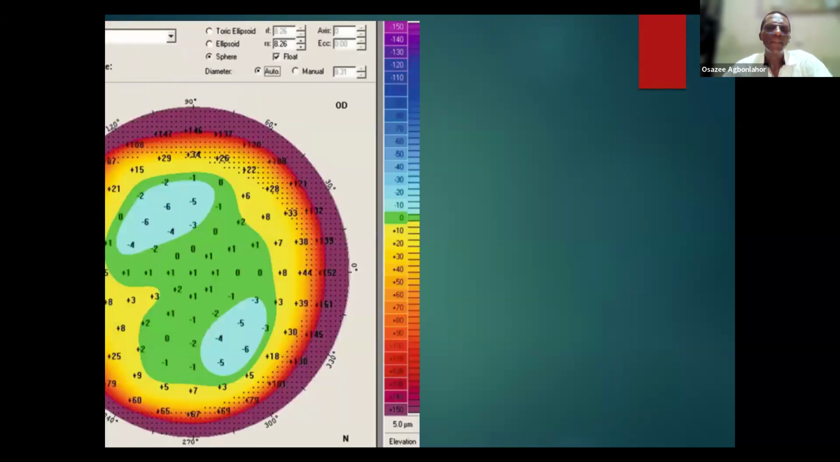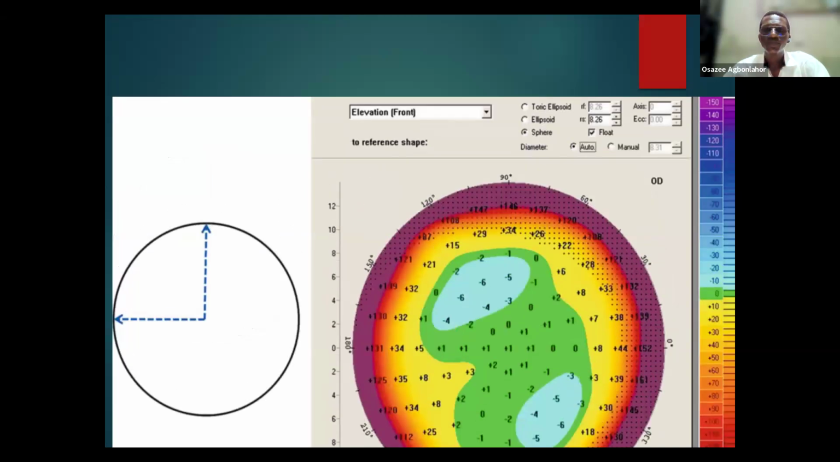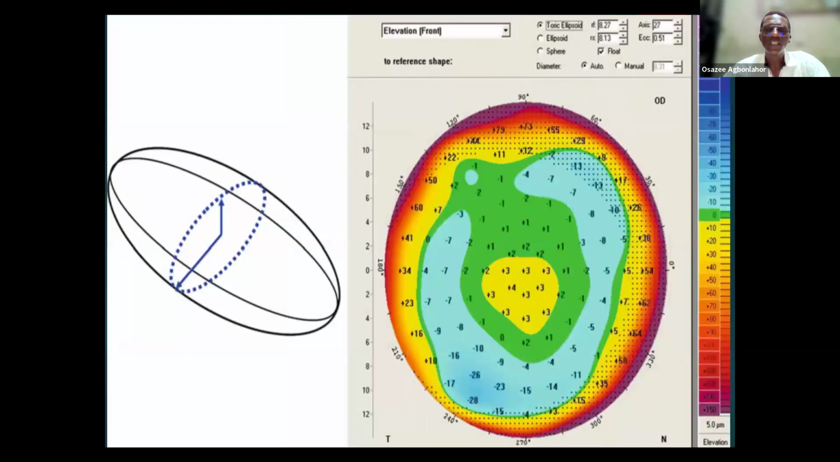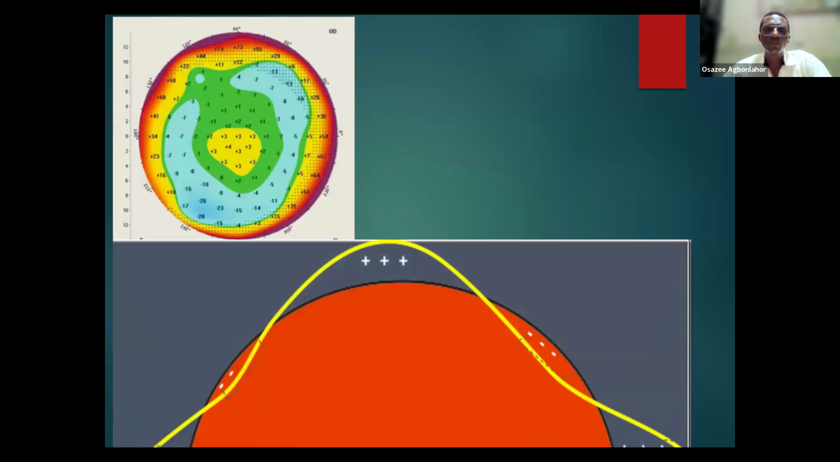Okay, let's move on. So these are elevation maps. All right, so areas where you have your minus values are depressed, areas where you have your plus signs are elevated. So okay, that's it basically. Let's move on. Areas where you have your plus are elevated, and areas where you have your minus are depressed. So these are much more photos to depict what we have said earlier.